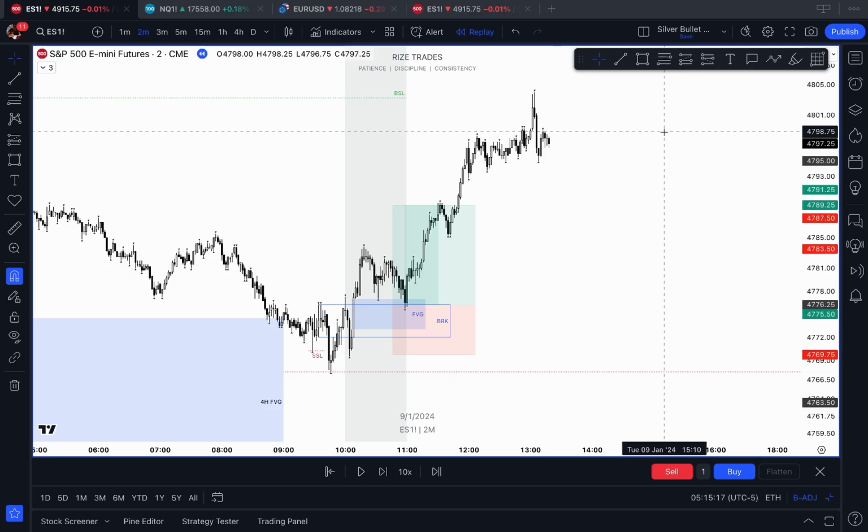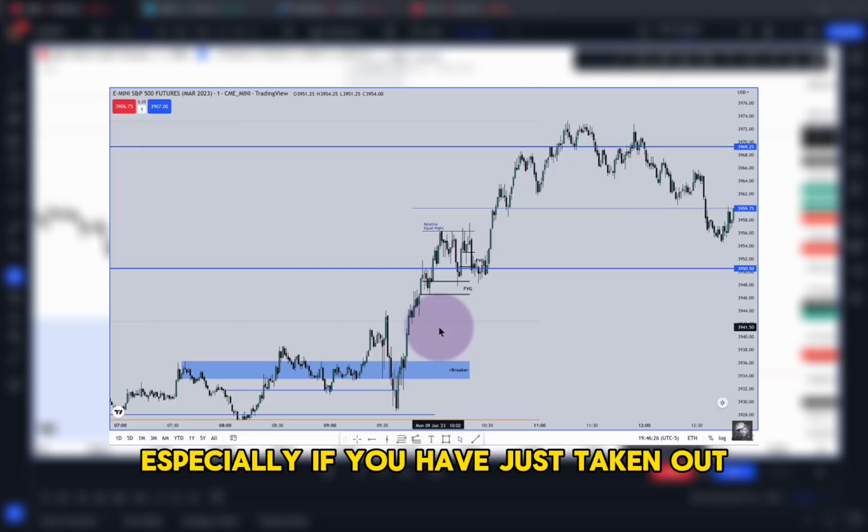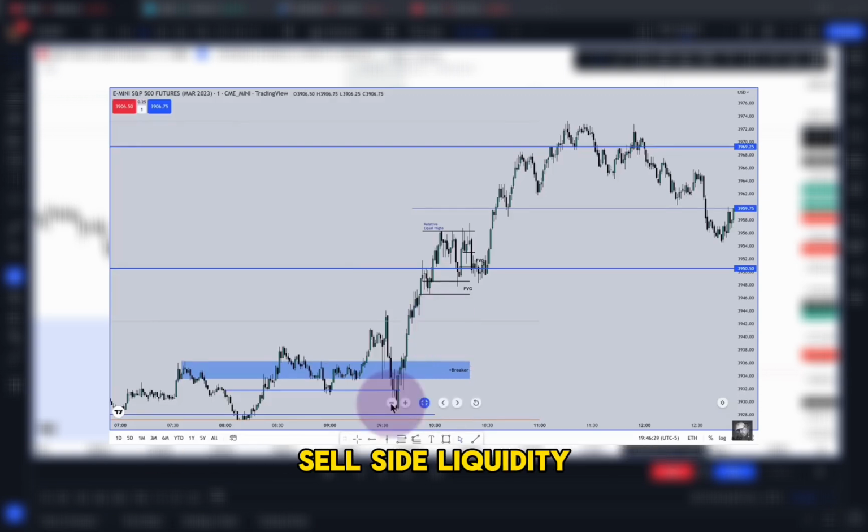This video is going to be a full breakdown with examples and a free PDF trading plan of the best way to trade the ICT silver bullet strategy, with the highest strike rate utilizing what ICT describes as his favorite entry model. That right there, folks, is a unicorn. It is such a beautiful, strongest algorithmic entry pattern you can ever have, especially if you have just taken out sell side liquidity at the opening price.